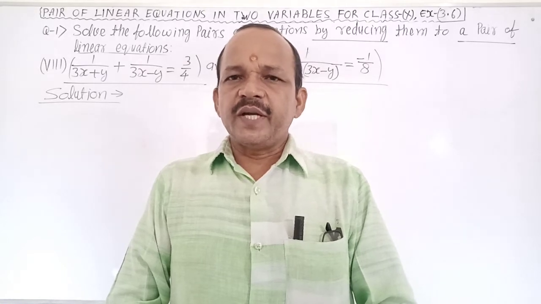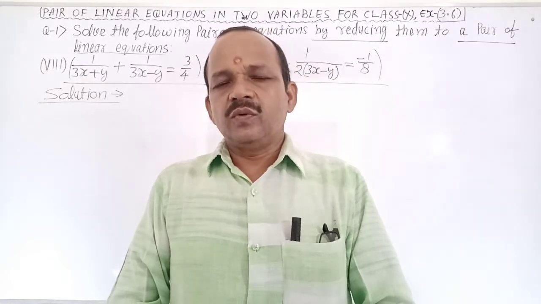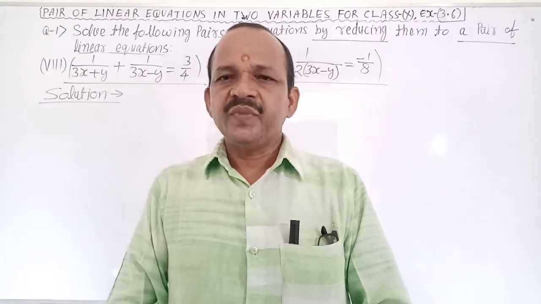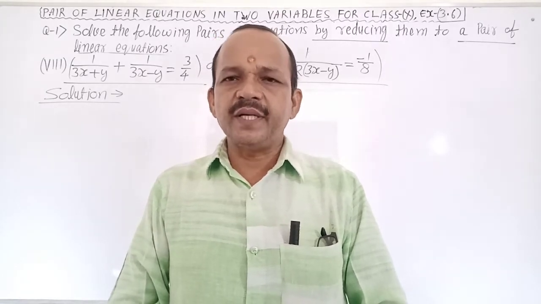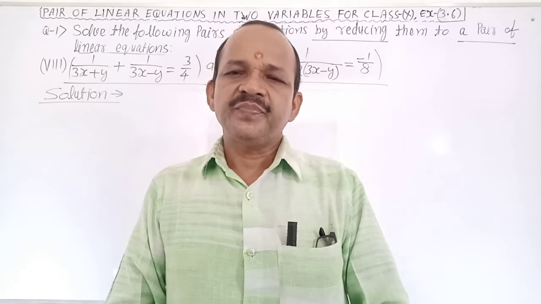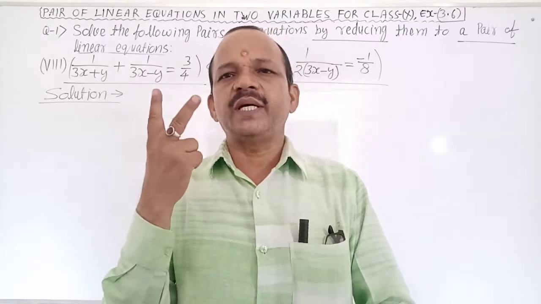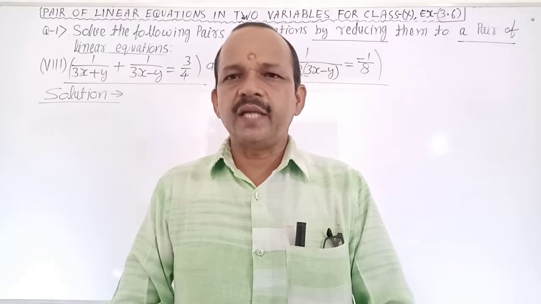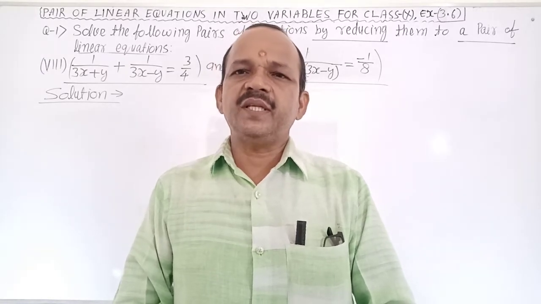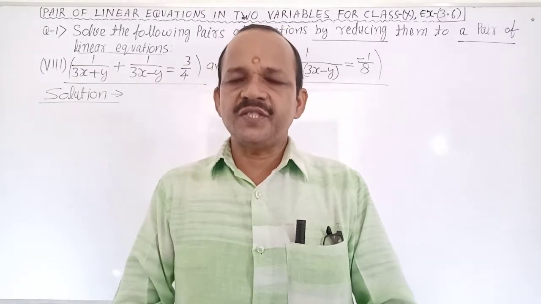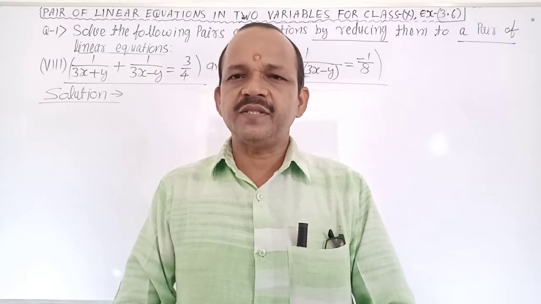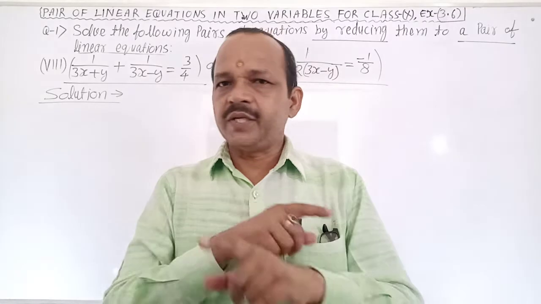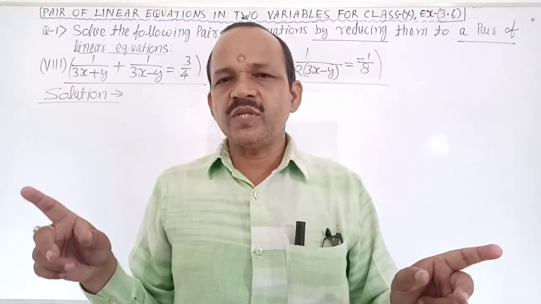a1x plus b1y plus c1 equal to 0 and a2x plus b2y plus c2 equal to 0. It is the form of a pair of linear equations in two variables. You can solve your question by two methods: first geometrical method, second algebraical method. Geometrical method shows three systems: first consistent system, second inconsistent system, third consistent dependent system. It is clear, no confusion about it.